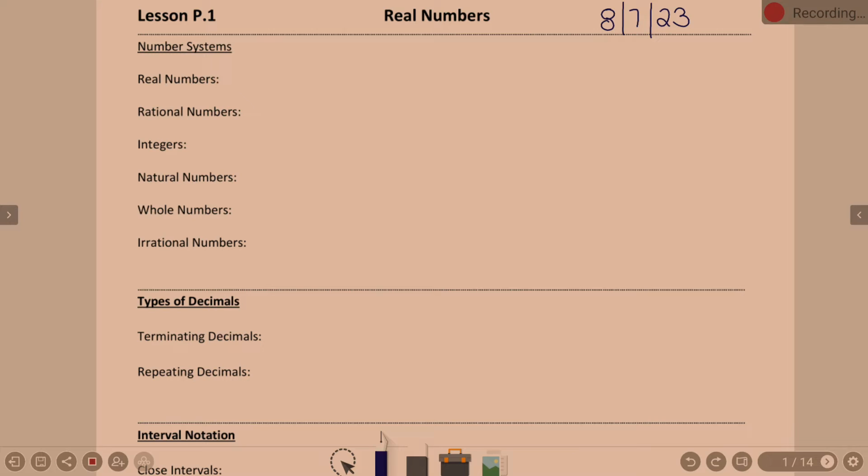For a definition here, I have any number that can be written as a decimal. And I'm also going to say real numbers are all of these, okay? All of these topics we're getting ready to talk about are real numbers. So you can kind of write the definition you want. I'm going to say any number that can be written as a decimal.